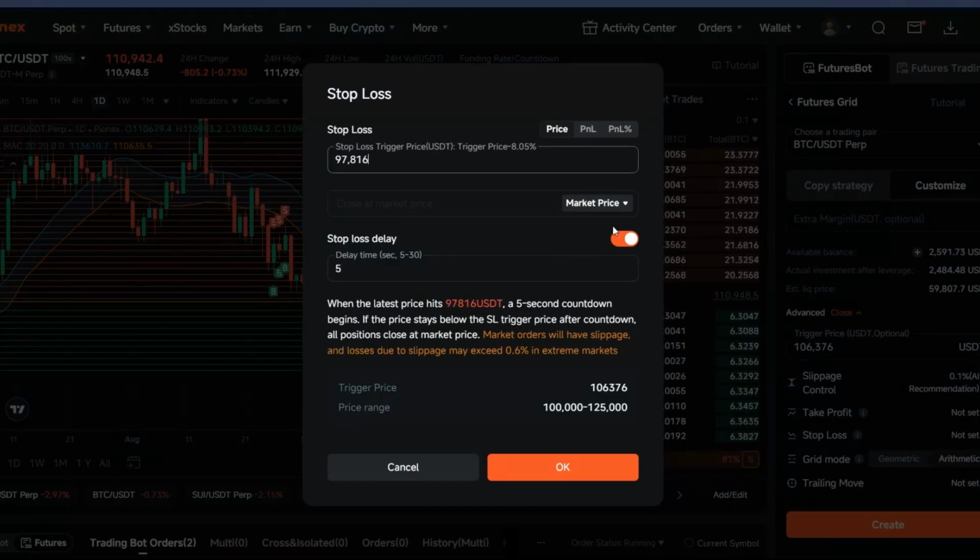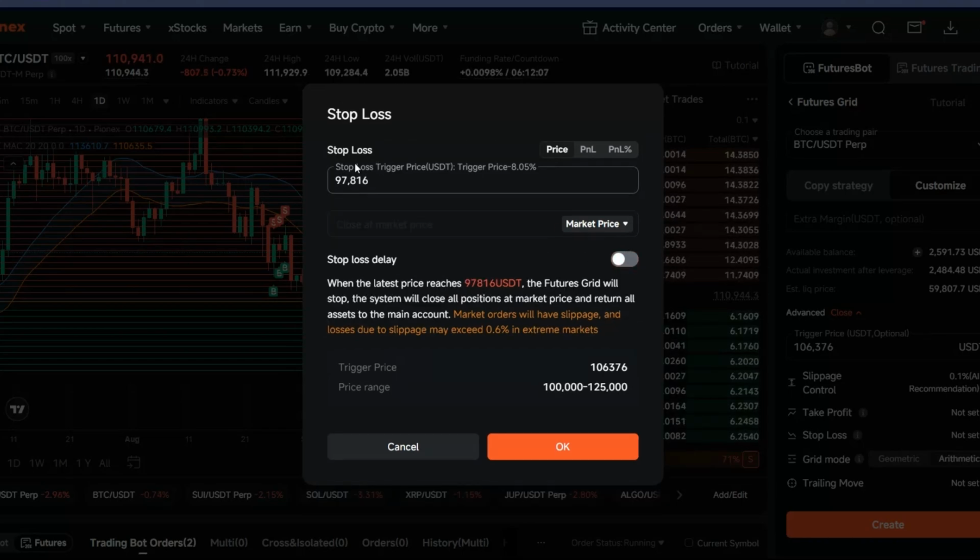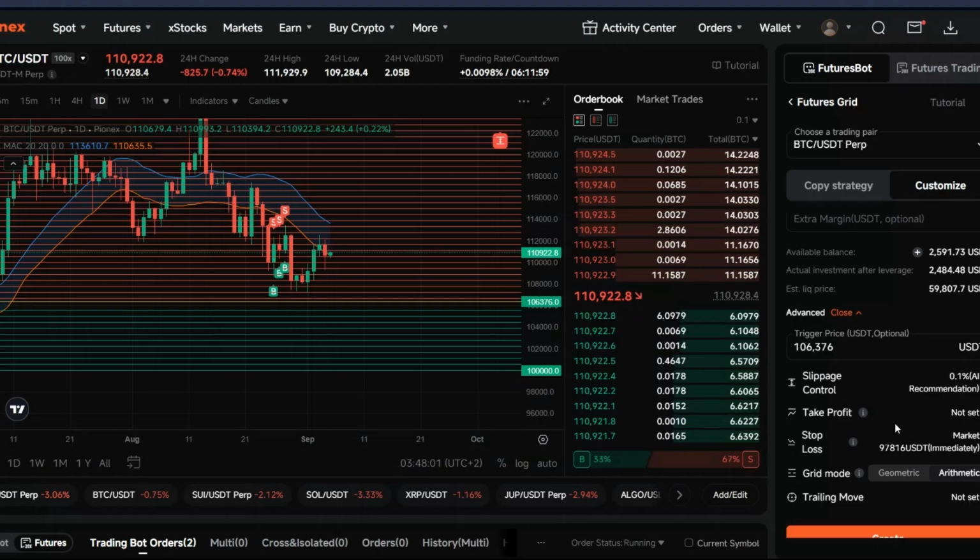Now I want to untick this because I don't want the stop loss to wait for 5 seconds to be triggered. The moment the price of Bitcoin goes to here, I want my stop loss to jump and close my position, close my bot, and take the loss.